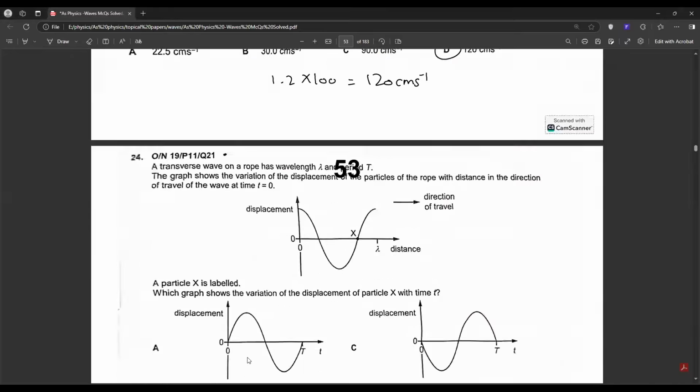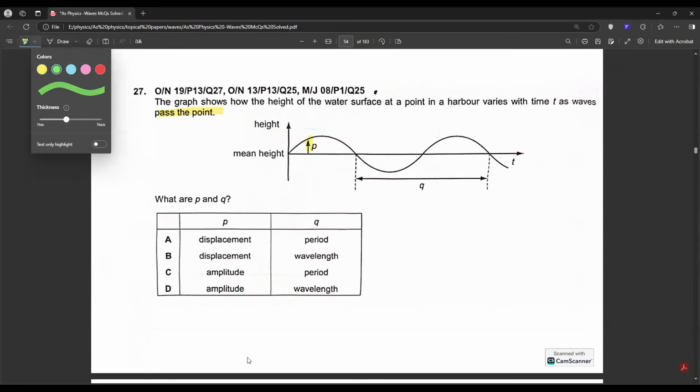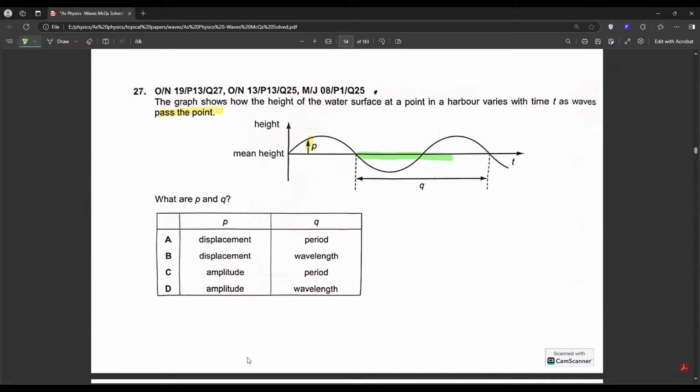Let's further move ahead. The graph shows the height of the water surface at a point in a harbor varies with time as a wave passes the point. What are P and Q? What is this P? What is this Q? P is what? The displacement. What is Q? Q is the distance traveled by one wave. That is lambda. B is your answer.